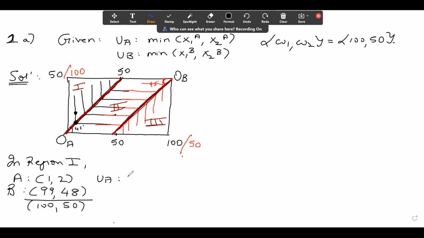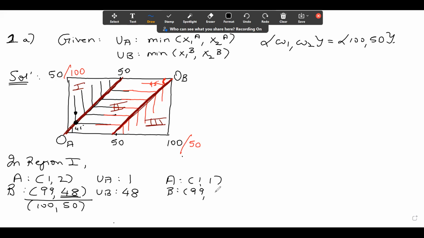What is the utility A gets? 1. What is the utility B gets? 48. Let's try to make one of them better off. Suppose I try to make B better off. Then B needs 1 more unit here. Suppose A gives that unit to B. A has 1,1.